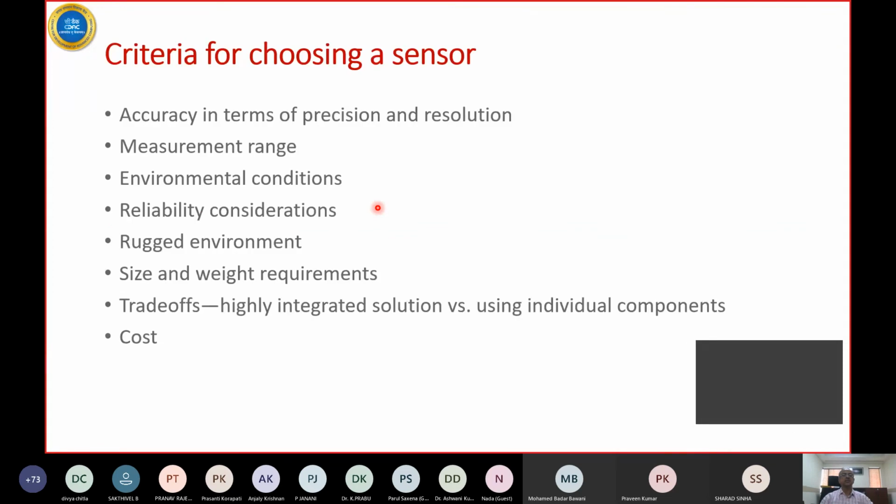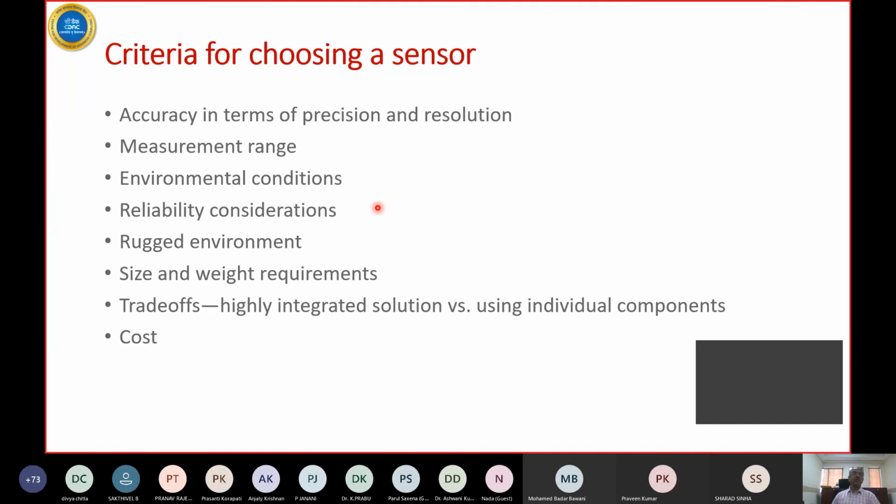So what is the criteria one uses for choosing a sensor? It begins with accuracy. What is the resolution you want? How close is the precision that you want? If you are using it for comfort air conditioning, then whether it is 23 or 24 does not matter so much. But if you are checking the temperature of a furnace, then you need to know it to 2 decimals, because your PID controller will work at a very precise level. So accuracy is very important.